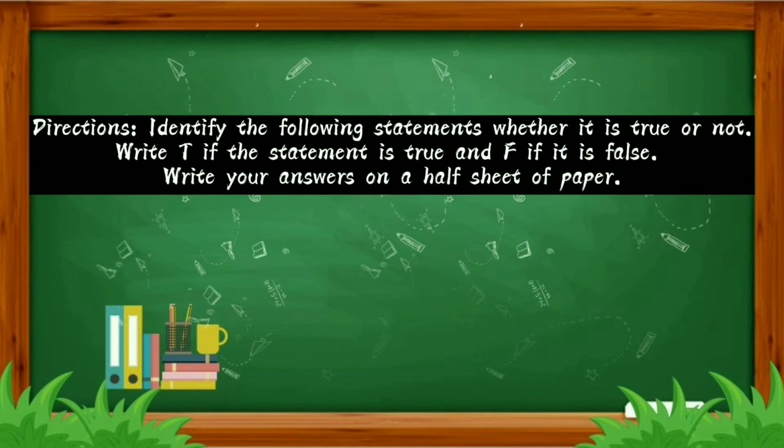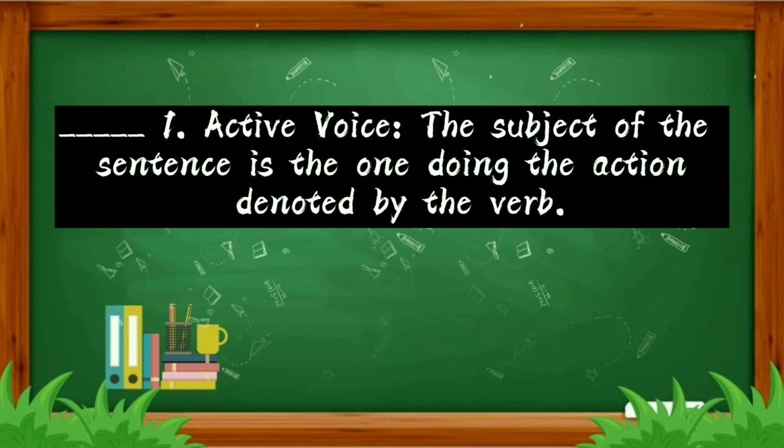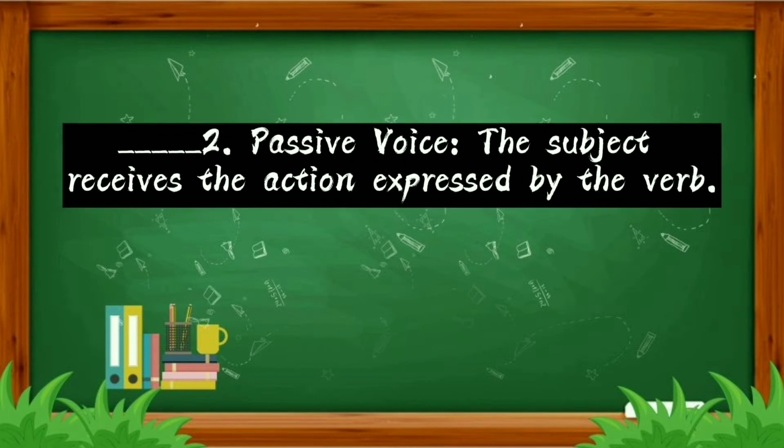Directions: Identify whether the following statements are true or not. Write T if the statement is true and F if it is false. Write your answers on a half sheet of paper. Number 1. Active voice. The subject of the sentence is the one doing the action denoted by the verb. Number 2. Passive voice. The subject receives the action expressed by the verb.